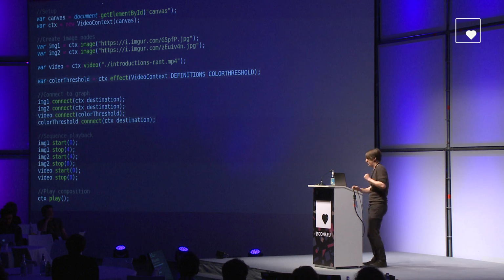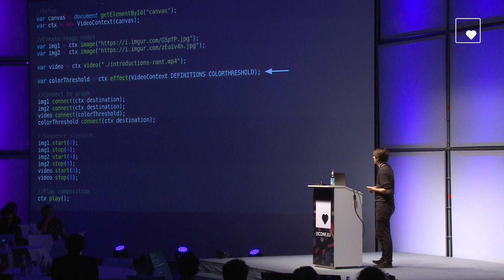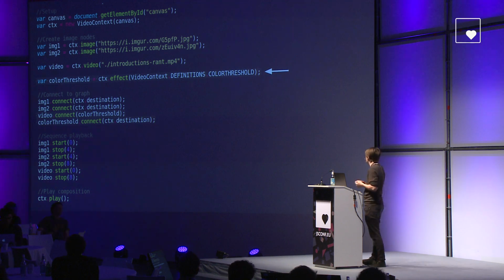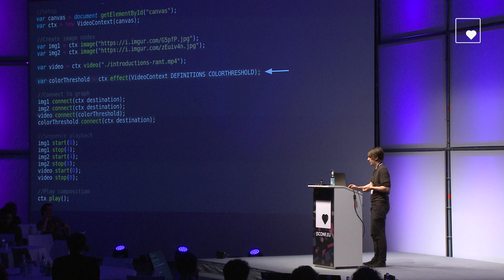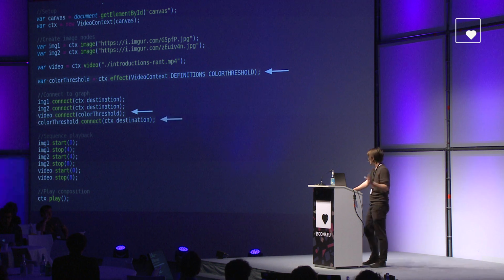So back to the code. I'm going to now create a color threshold node. So this is similar to the source nodes, except it's an effect. And you pass into it a definition. And this describes what that effect should do. We then disconnect the video node from the destination and connect it to the color threshold node. We then connect the color threshold node to the destination.